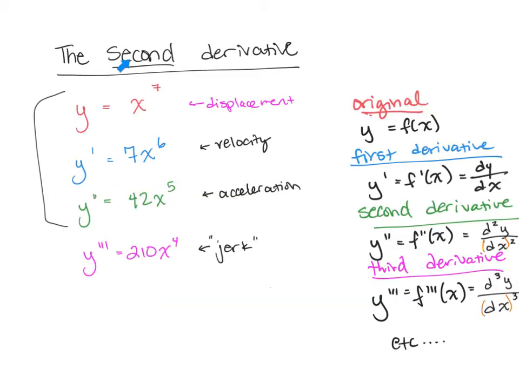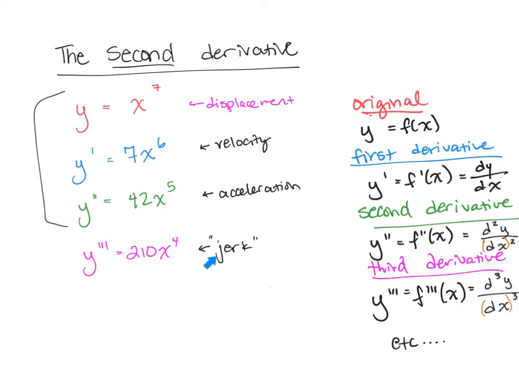Okay, so the second derivative is exactly what you'd hope. If this is the original function, then the first derivative would be 7 comes down, take away 1, you get 7x to the 6th. The second derivative, which you just use like 2 apostrophes here for, would be the derivative of the derivative. The third derivative would be the derivative of the derivative.